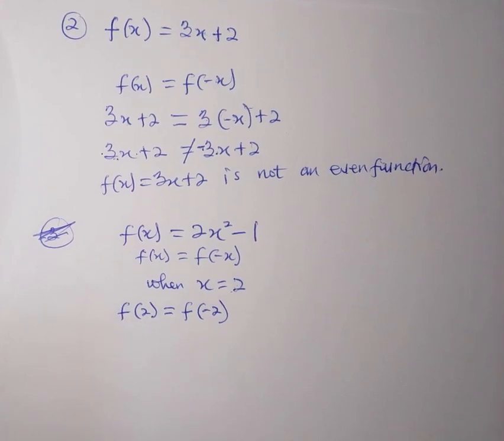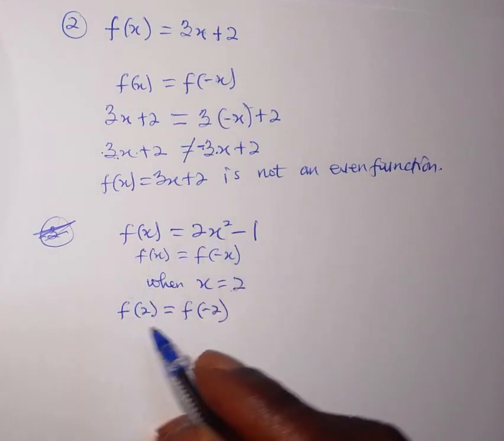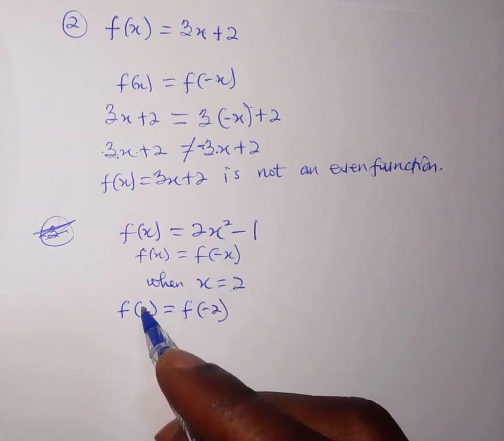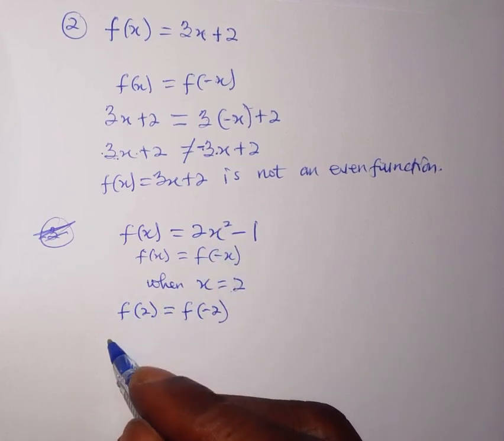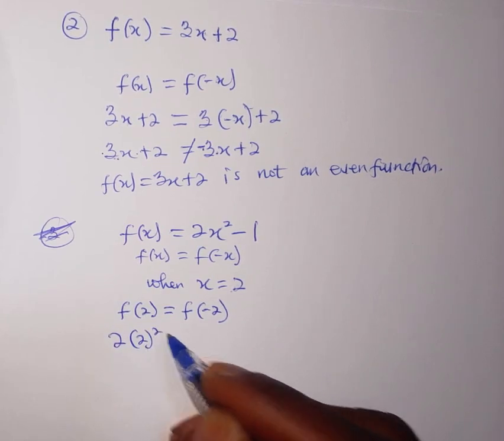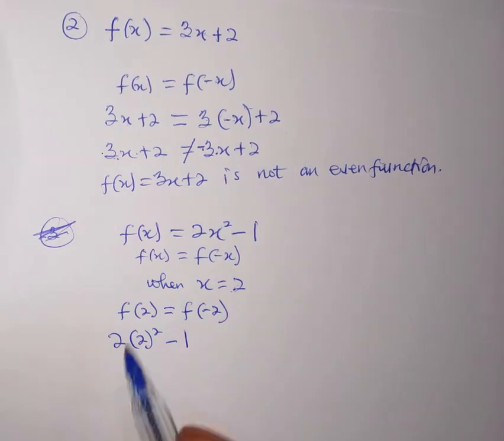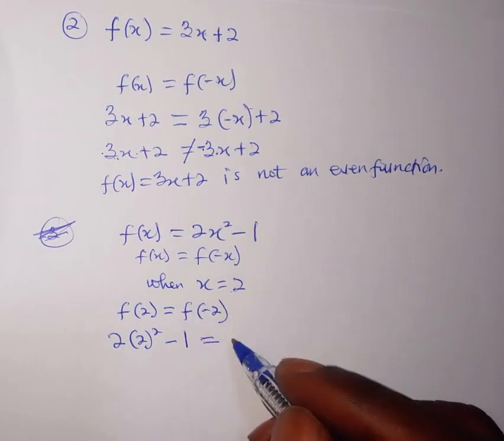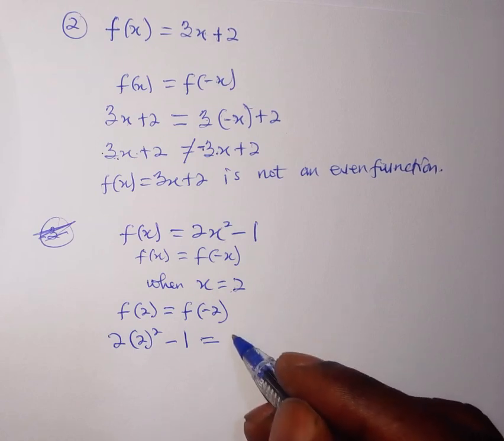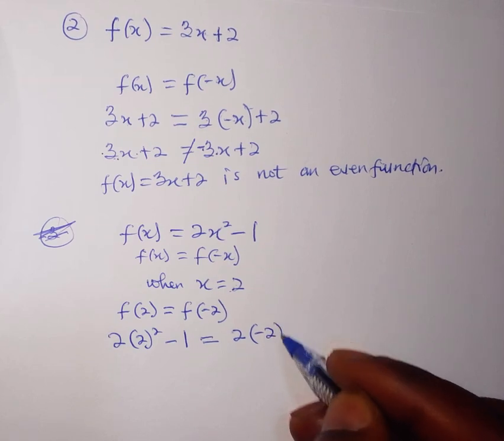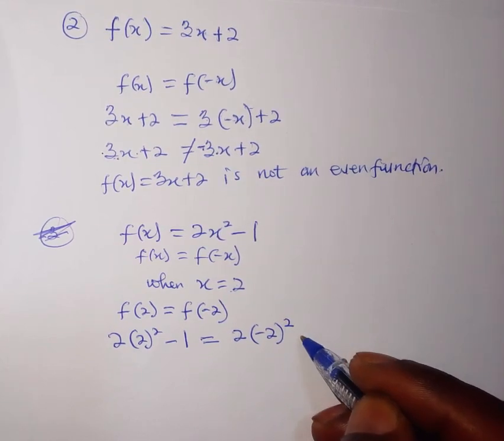Okay, so let me substitute into the function. It means that wherever I see x, I will write 2 here. So I'll write 2, open bracket, 2 squared minus 1. That's the left side here, which should be equal to the right side. Then I will have 2, open bracket, negative 2 squared minus 1.